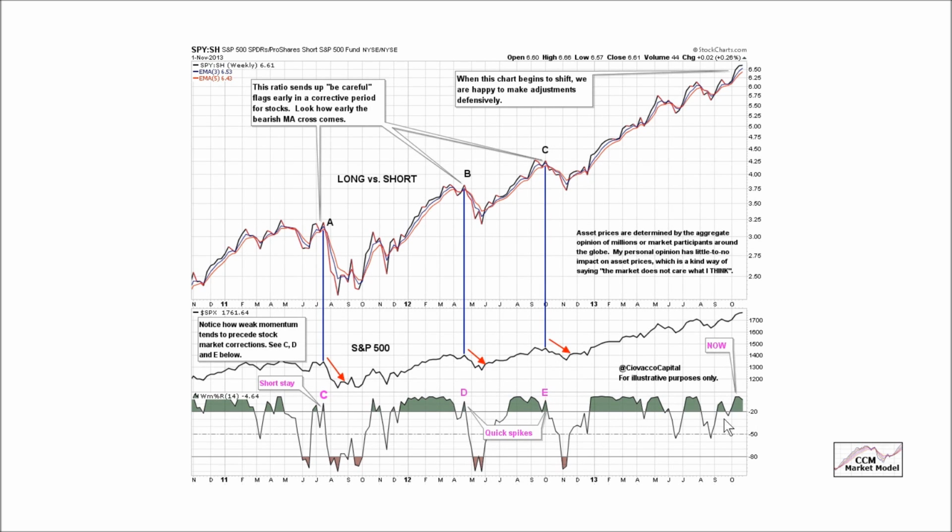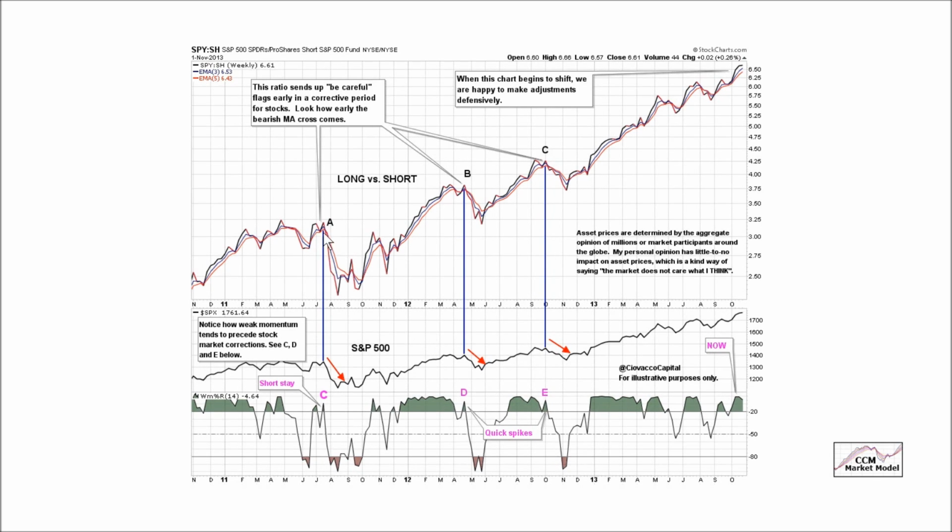In the present day, we still have a relatively strong momentum presence when we look at the battle between bullish economic conviction and bearish economic conviction. We have not dropped below negative 20. That may happen next week, but until it happens, it tells us to be somewhat patient with this ratio and with the stock market in general.